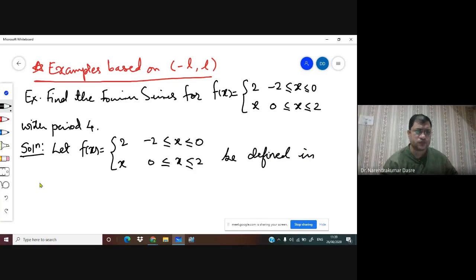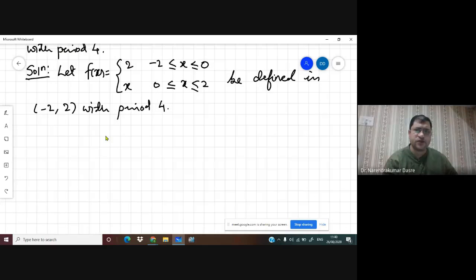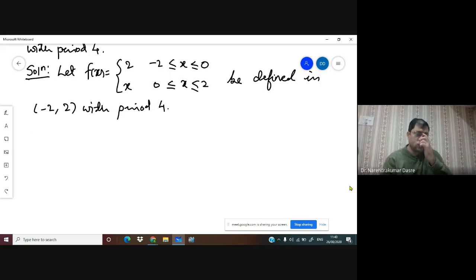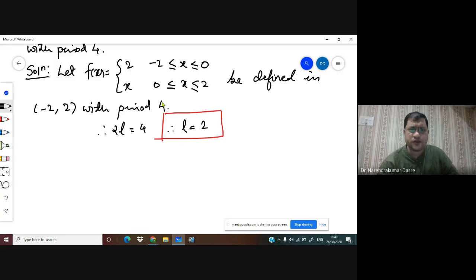Defined in minus 2 to 2 with period 4. Okay, so this is the function that we have, and now we want to find the Fourier series in the interval minus L to L. So when we get period is equal to 4, then we have 2L is equal to 4, and hence we get L is equal to 2. Okay, so we got the value of L, and hence we are able to write the Fourier series.